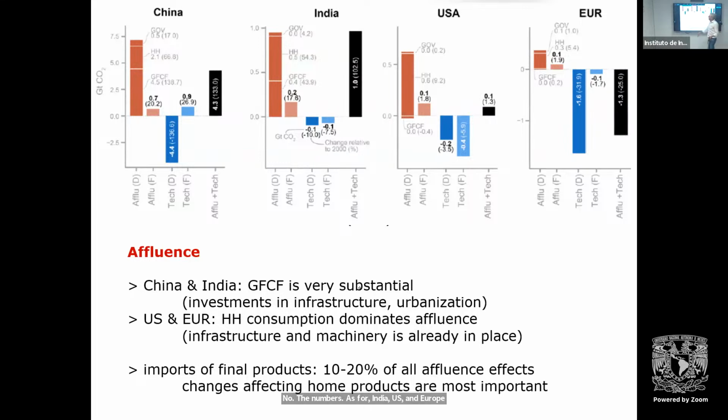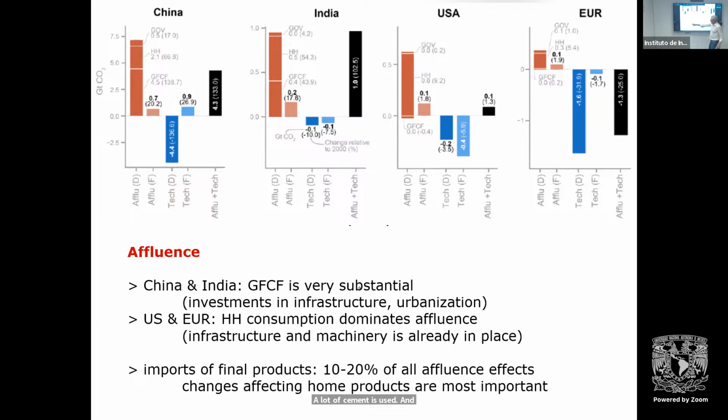And observe that, and again, the scales are different, but just look at the colors and size of the bars in comparison to each other. And you see that gross fixed capital formation, investments, is a substantial part of the affluence. So that is what you see in China. So they are building up their infrastructure, urbanization, and that is very emission intensive. A lot of cement is used and transport, etc.